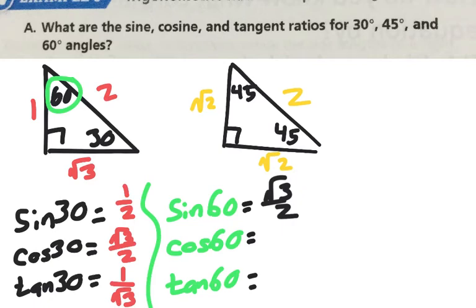Cosine of 60, again, I'm here. My adjacent side is 1. My hypotenuse is 2. So that's a value of 1/2. And then tangent of 60, that's my opposite, radical 3, over my hypotenuse, 2. So that's going to give me a value of radical 3 over 2.